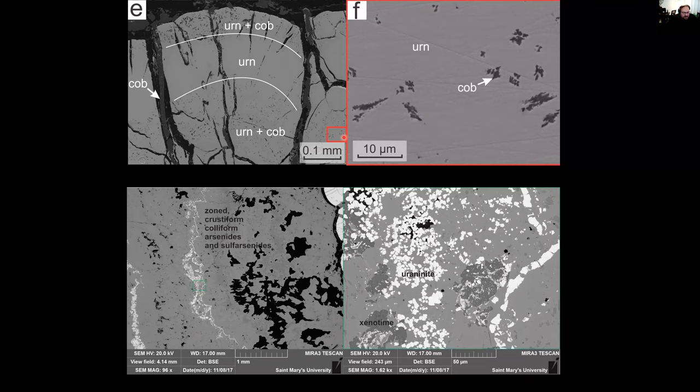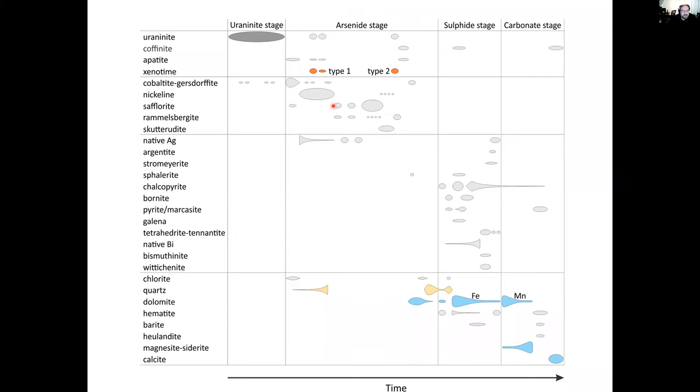And we see that in other examples here in the bottom, where we have zoned crustiform and coliform arsenides and sulfarsenides with periodic episodes of minor uraninite deposition. And it is in that association you see there, where we have a growth band of uraninite, where the mineral xenotime appears as an accessory mineral. So here's the paragenesis that Corwin produced, and there's the xenotime occurring within the arsenide stage. They're actually two different variants, one slightly earlier than the other.